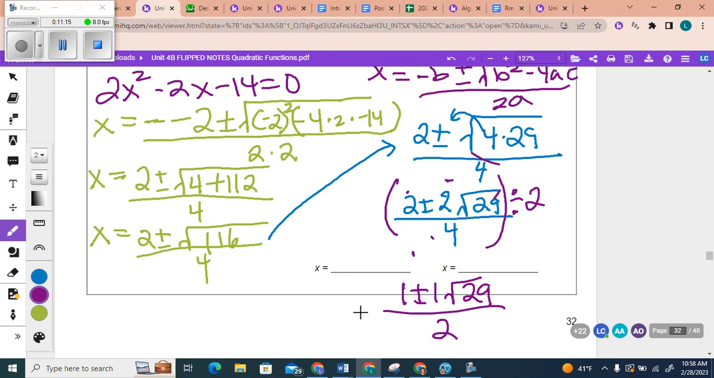Is there anything else we can do here? Anything we can simplify? Anything we can take a square root of? Head shakes yes, head shakes no? No, good. So we write this into 2 parts. 1 plus the square root of 29 over 2, and 1 minus the square root of 29 over 2. You always break down your plus or minus. And those are our 2 answers. We're going to leave it in radical form, not in decimal form.